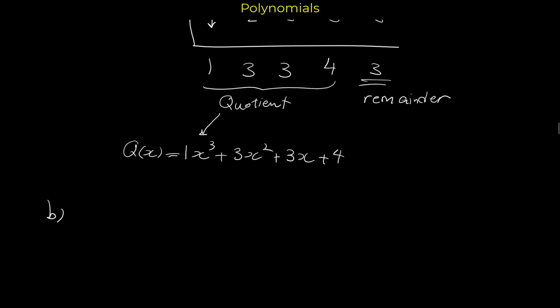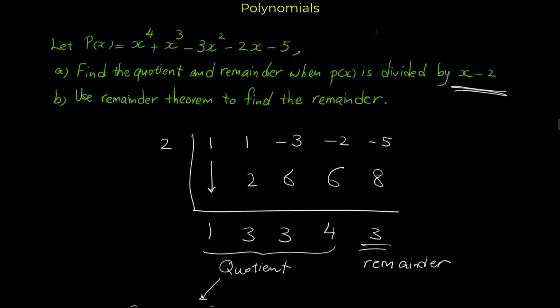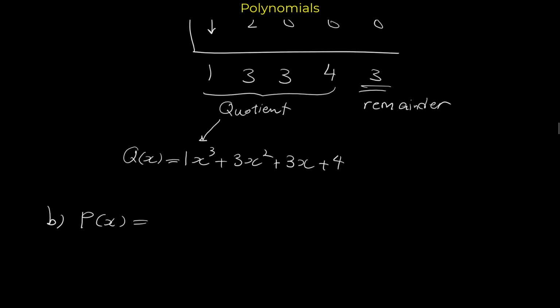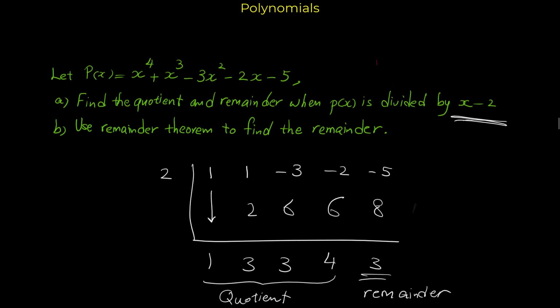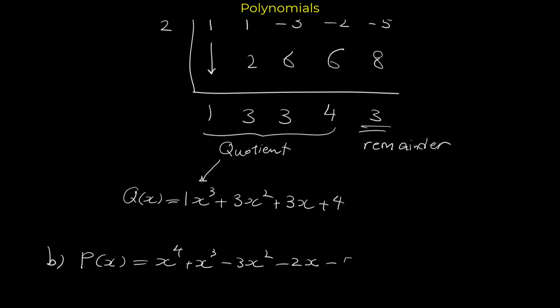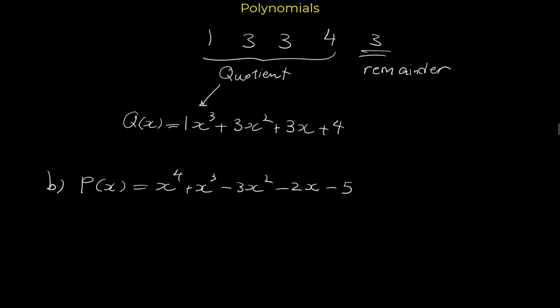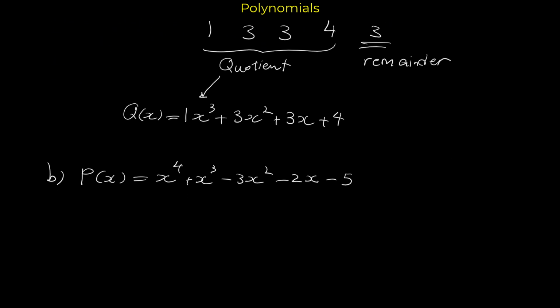What was the polynomial in the question? The polynomial in the question was x to the 4 plus x to the 3 minus 3x to the 2 minus 2x, I think, minus 5, yes. And we want to find the remainder of dividing this polynomial by x minus 2.